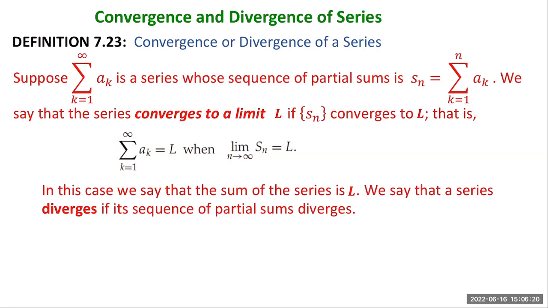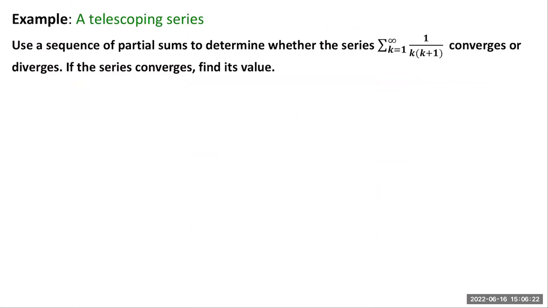Let's try to find a way to figure out the formula for the nth partial sum for this series. By the way, this series is called a telescoping series. So it's a special name. Now let's try to identify a formula for the partial sum because I want to take the limit of that sequence of partial sums. Okay. What is Sn?